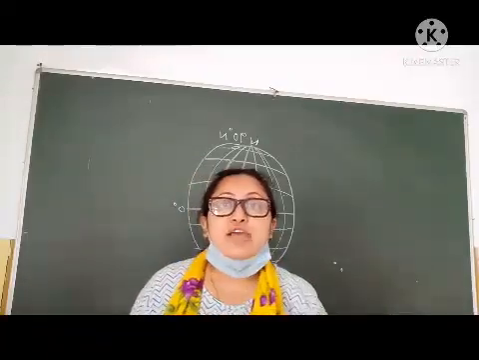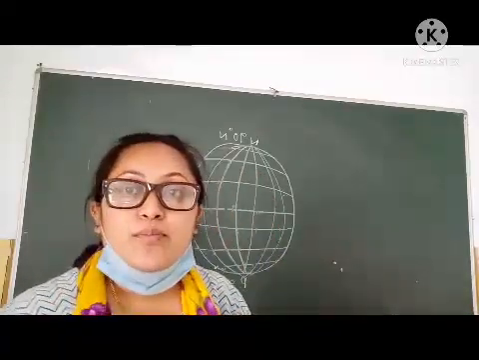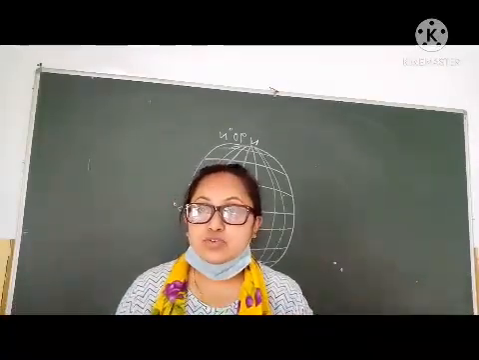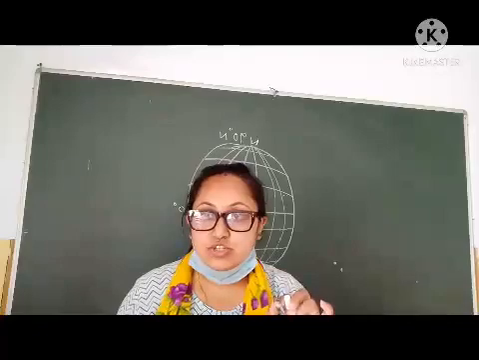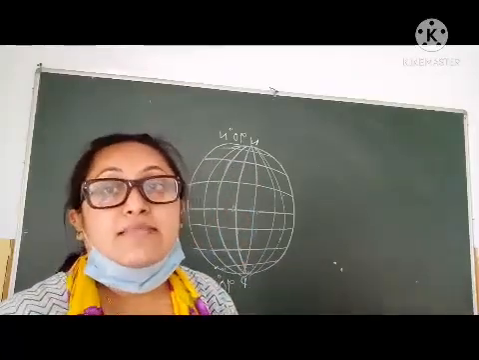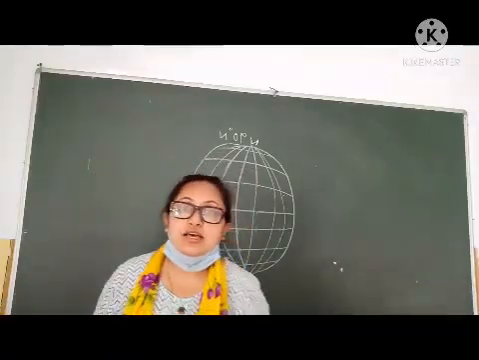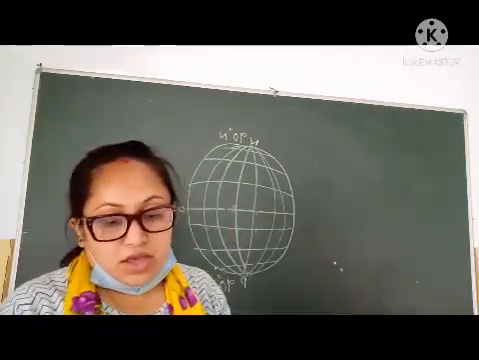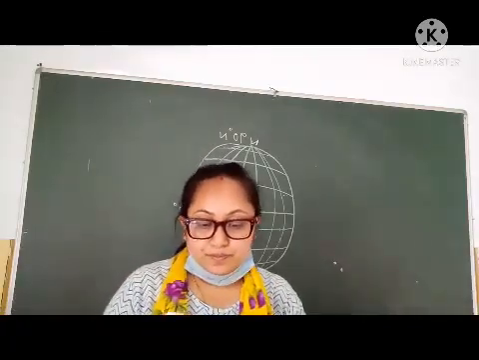For that we have to use a globe. A globe is known as the model of the earth. So the globe helps us to locate the places, the mountains, the rivers, the valleys. Okay. Now the lines of a globe.